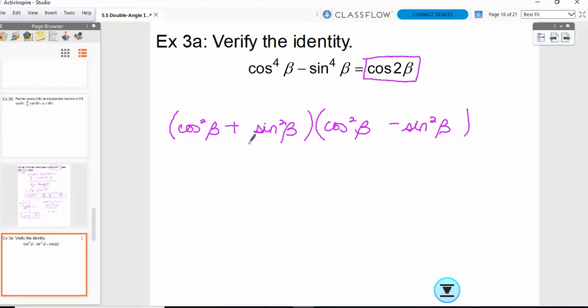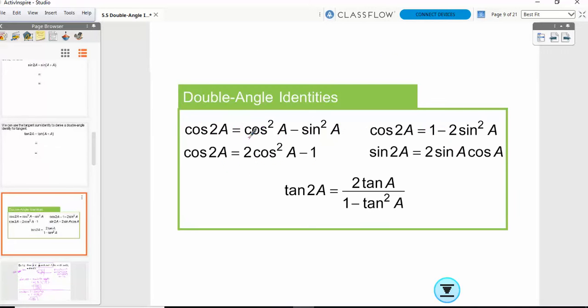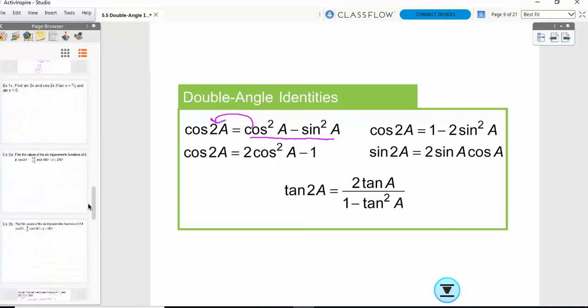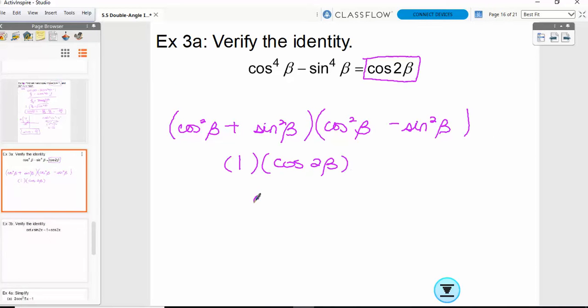What is cosine squared plus sine squared? What is cosine squared minus sine squared? Cosine 2 beta. It was the first of our identities. We had this side, so it's cosine of 2 times that angle. And 1 times that would just be cosine 2 beta, which is what we want.